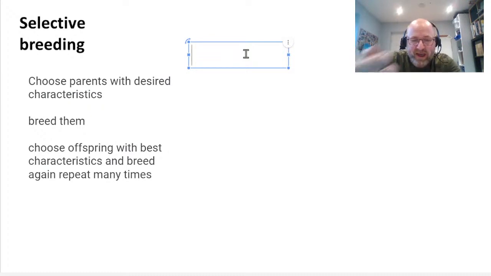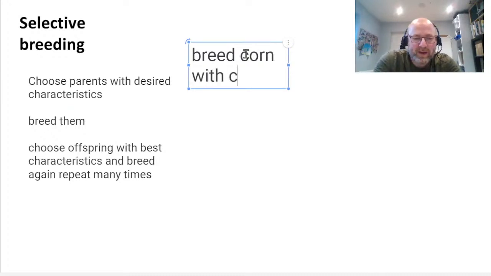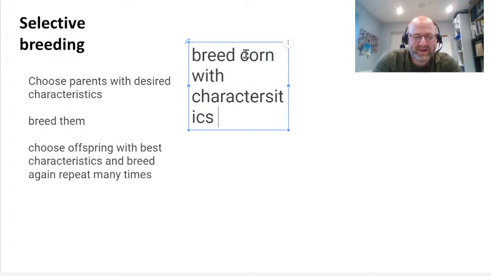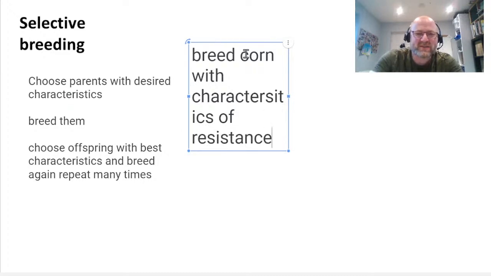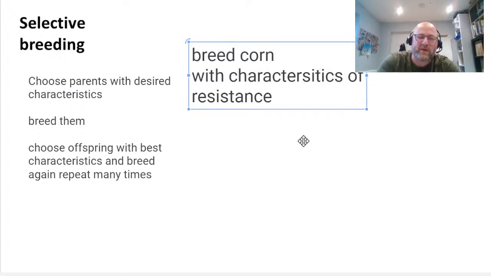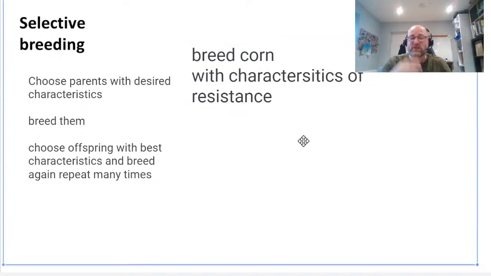So we can just say the same thing. We're just going to say breed. Instead of saying parents, you don't need to say parents here. So you just say breed corn with characteristics of resistance to whatever they say in the question, and then you'd say the exact same thing, repeat with the offspring, that we've done there. Choose the offspring with the best resistance to the disease and repeat many times. So you can do it. We can do this with selective breeding, guys.